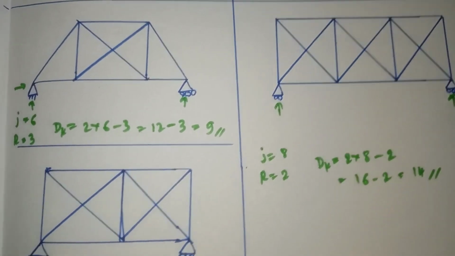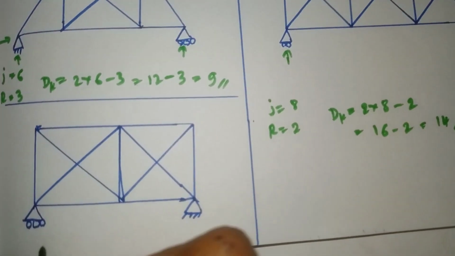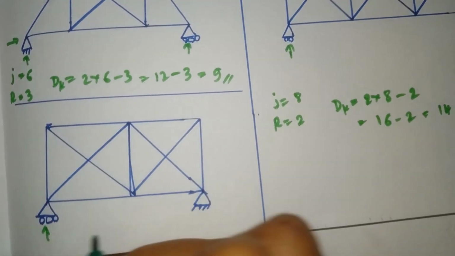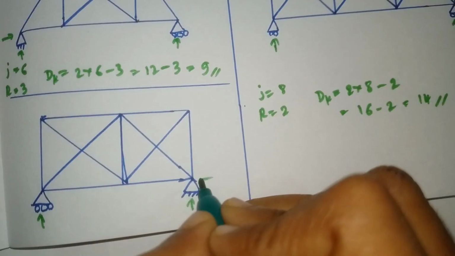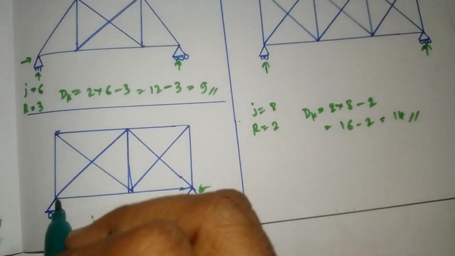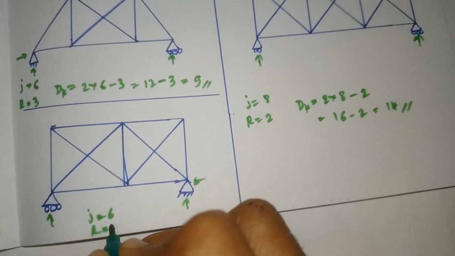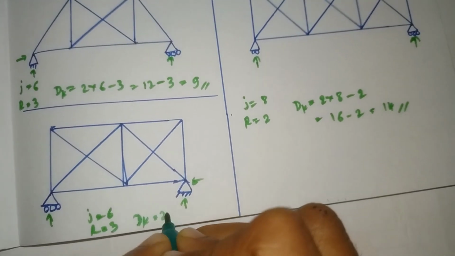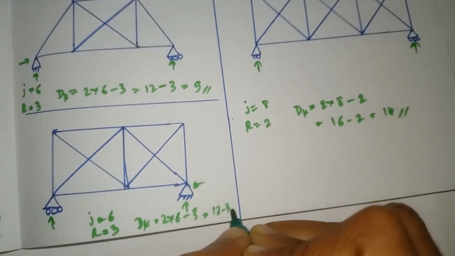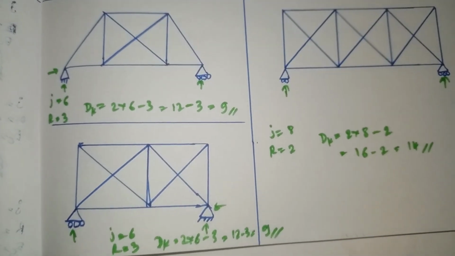Now we'll see. So at the roller, here at the roller one reaction takes place, at the hinge one is vertical and another is horizontal. So now how many joints? 1, 2, 3, 4, 5, 6. 6. And how many reactions? 1, 2, 3. So write it in our formula. dk is equal to 2j, 2 into 6, minus 3. 6 into 2, 12. 12 minus 3, again it will come out as 9. So dk is 9. This is how we calculate by using the formula.